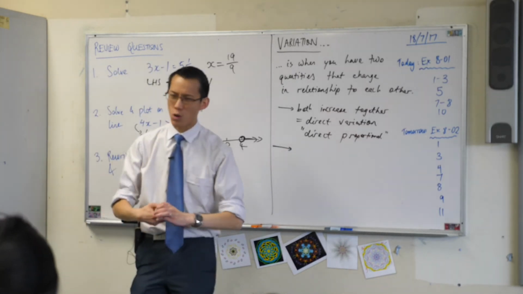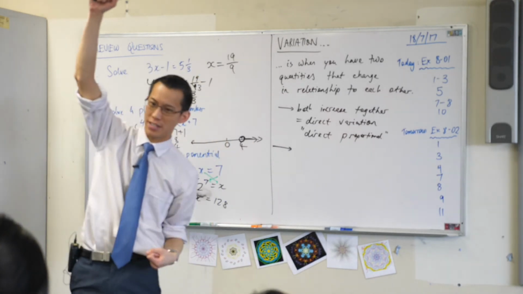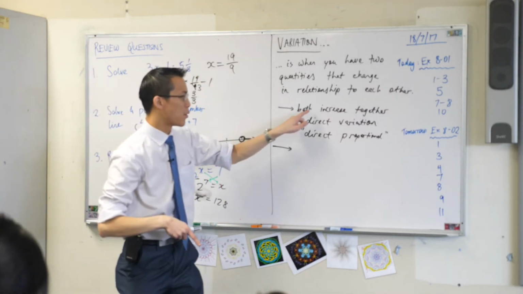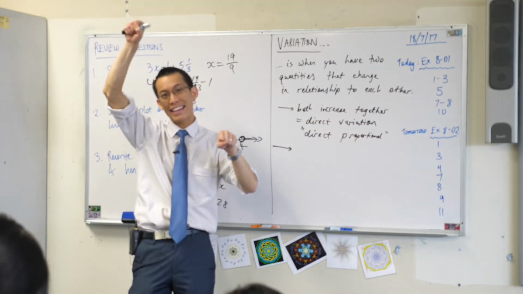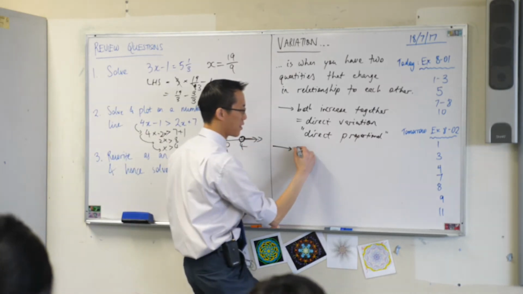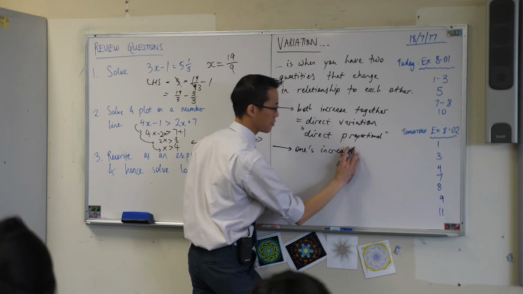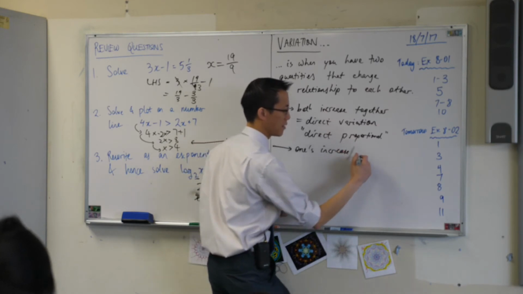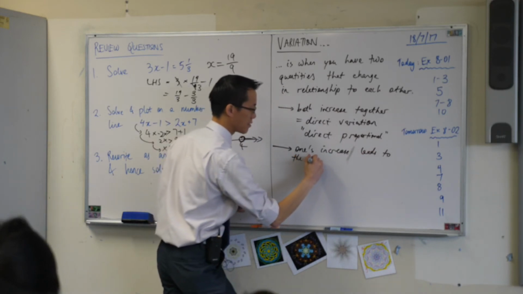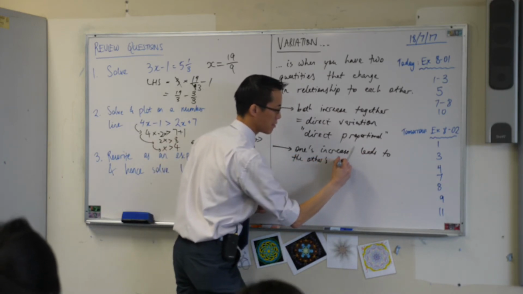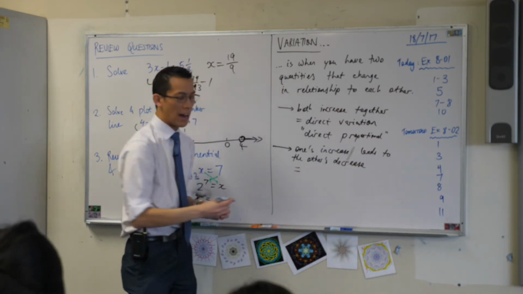But there are some quantities, you pair them up, and in fact, as one increases, the other one decreases. Let me say that again. Rather than both increasing together, sometimes a pair of quantities will increase in one and decrease in the other. So one's increase leads to the other's decrease. Example.